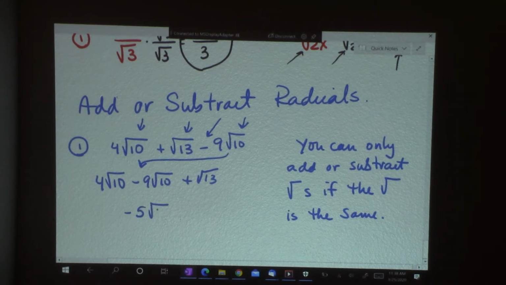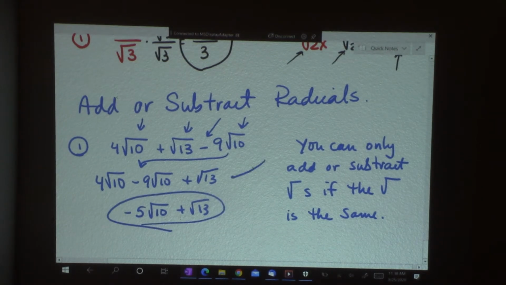Now my square root doesn't change. Just like a variable, that doesn't change. It just comes along for the ride. So I have 4 square roots of 10, negative 9 square roots of 10. I combine them, and I get negative 5 square roots of 10. And then the square root of 13 just comes along with it. There's my answer. And here is the work you can show.